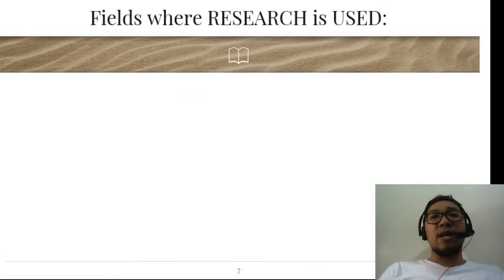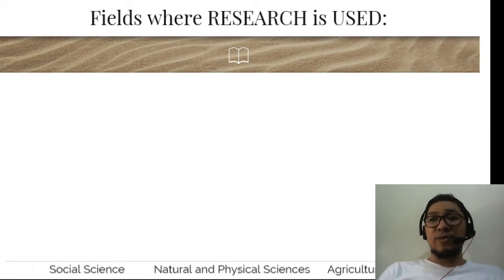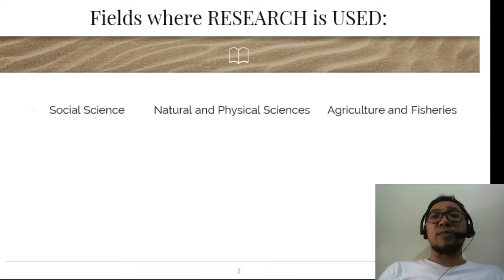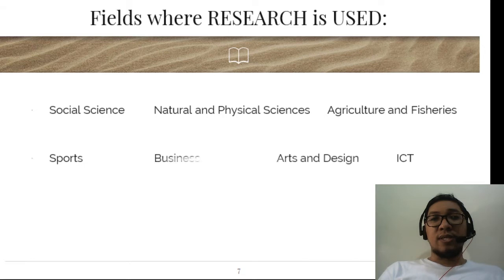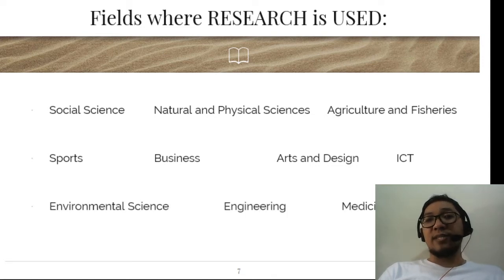So in which particular fields has research been used? Of course, there are a lot, but we will just mention a few based on the module. Social sciences, natural and physical sciences, agriculture, fisheries, sports, and even business, arts and design, ICT, environmental science, engineering, medicine, etc.